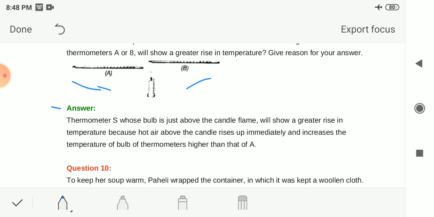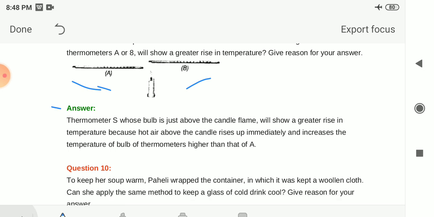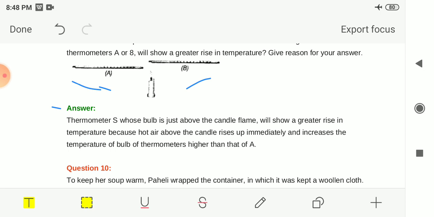So the thermometer B, whose bulb is just above the candle flame, will show the greater rise in temperature, because hot air above the candle rises up immediately, and we had seen already that hot air rises up. That's why the thermometer whose bulb is above the candle flame will show the greater rise in temperature, and it increases the temperature of the bulb of the thermometer higher than that of thermometer A. So thermometer B will show the higher reading or greater rise in temperature.